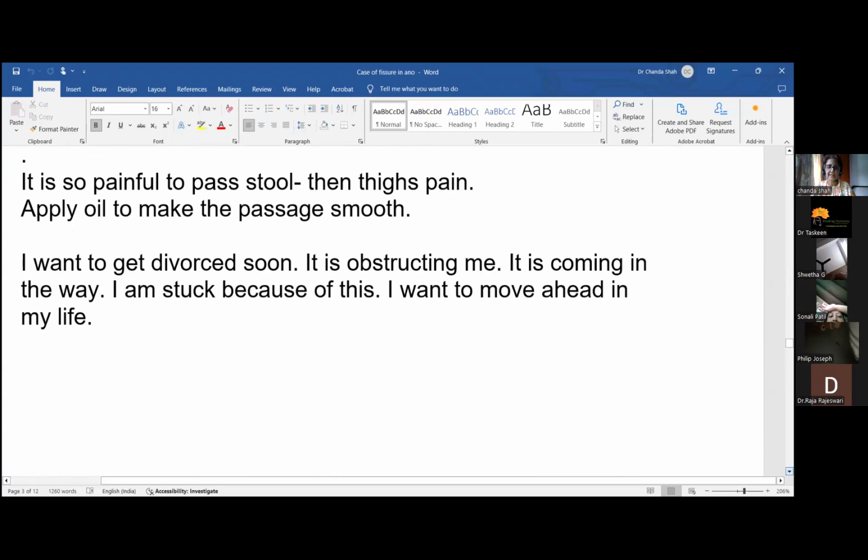So the last line, the last three lines are very important. He said, no, I want to get divorced soon. It is obstructing me. And there was a hand gesture. It is coming in the way. I'm stuck because of this. I want to move ahead in my life. Okay. This is coming in the way. I want to move ahead in my life. So it is cruciferous family.